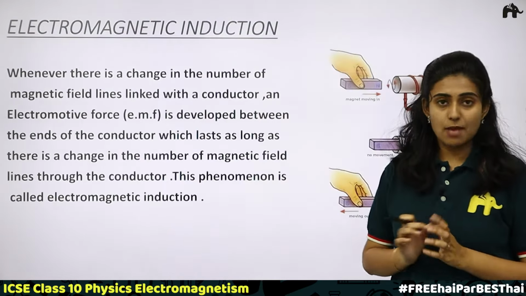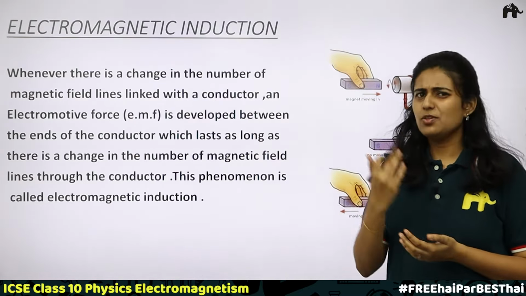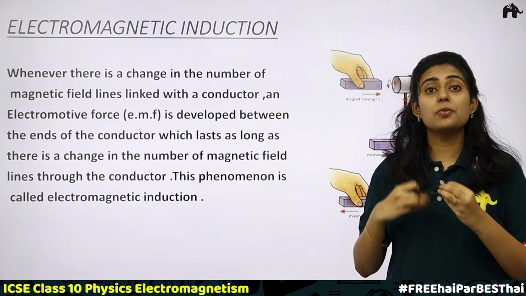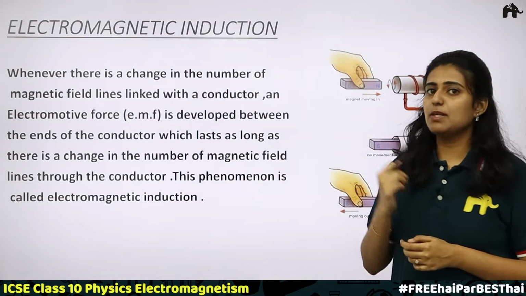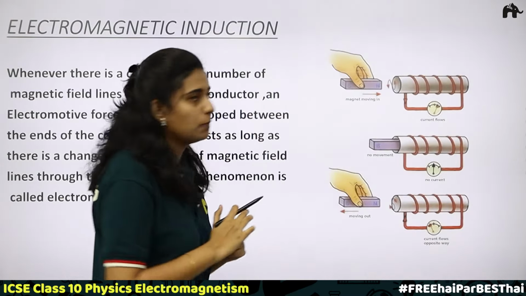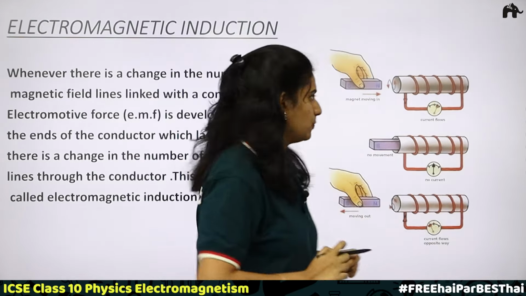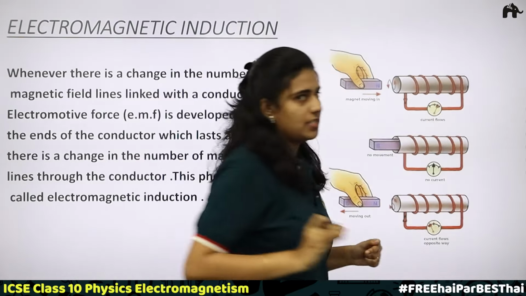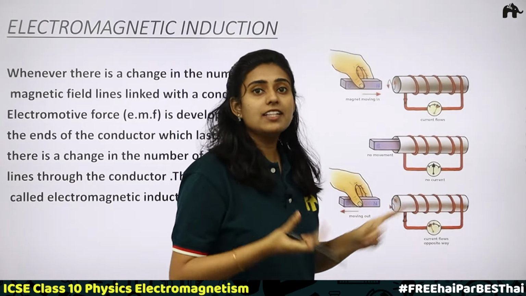From the beginning of this chapter, we have understood that a current carrying conductor can produce a magnetic field. Now, is the reverse possible? That is, if you provide a magnetic field, can it produce a current? For this, an experiment was performed by Michael Faraday. He used an insulated copper wire which was wound over a cylinder made of paper or wood. It is then connected to a galvanometer. Now, what is a galvanometer? A galvanometer is a device which is used to detect the presence of current.